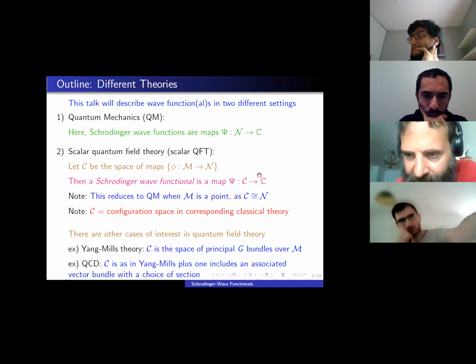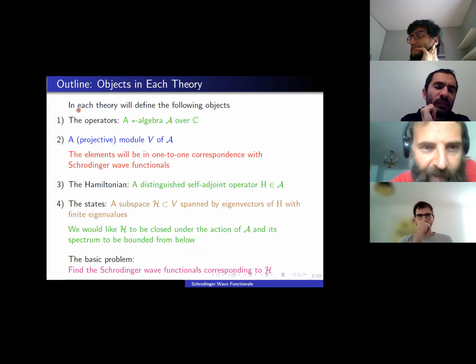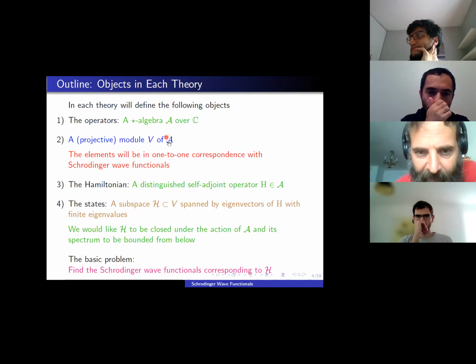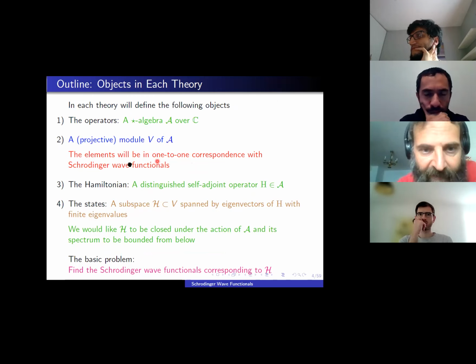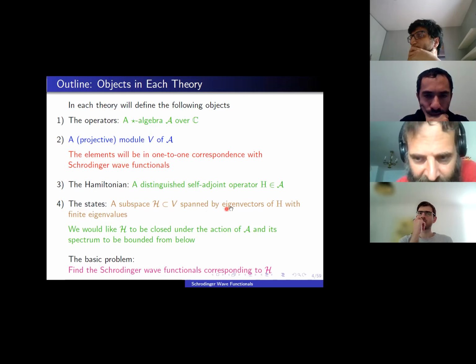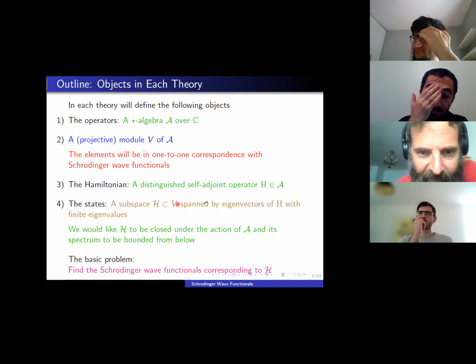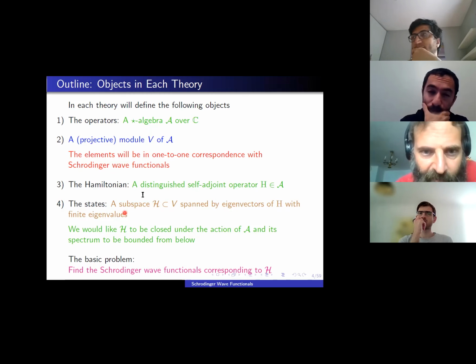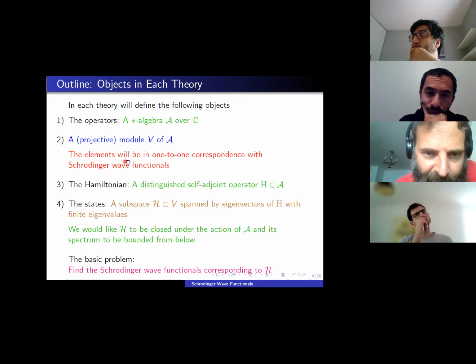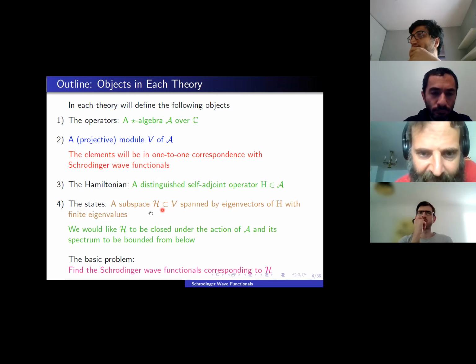Okay, so any questions before I start? Okay, so for each theory I'm going to talk about, I'm going to introduce 4 different objects. First of all, an algebra, A. Second of all, a vector space that the algebra acts on. And the Schrödinger wave functionals are going to be in one-to-one correspondence with elements of this vector space over here. Then I'll pick an element of the algebra, and I'll call it the Hamiltonian. And then I'll talk about a subspace of this space over here, which is spanned by the eigenvectors of the Hamiltonian with finite eigenvalues. So remember, this big space is in one-to-one correspondence with the Schrödinger wave functionals. So the basic problem here in this field is to ask which of these Schrödinger wave functionals correspond to the subspace. That's the basic question that you want to answer.